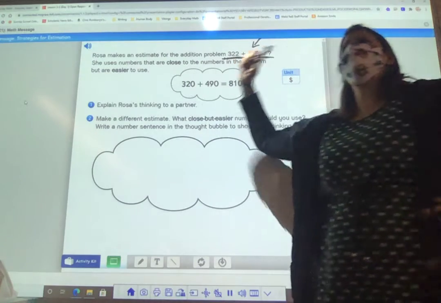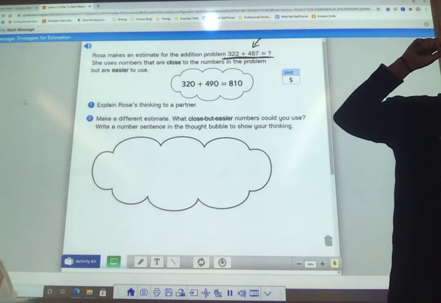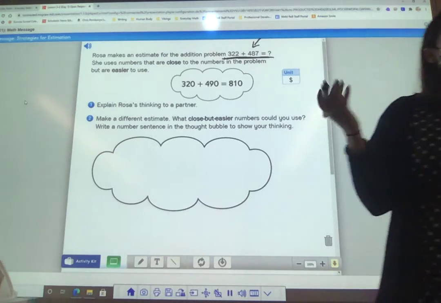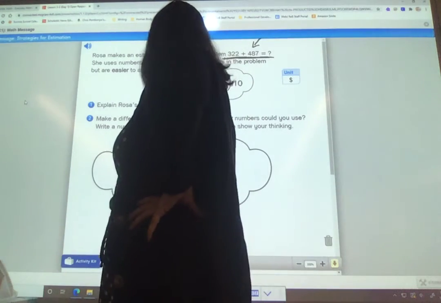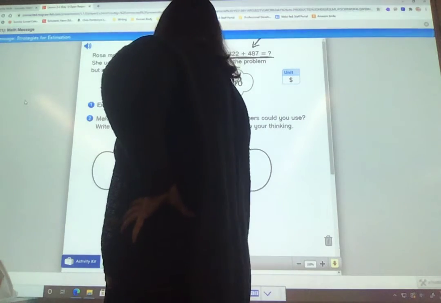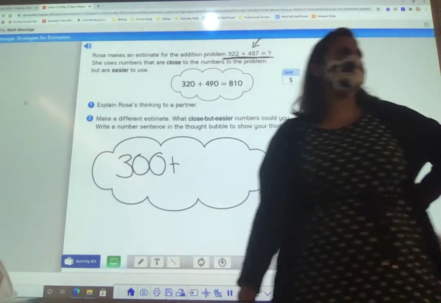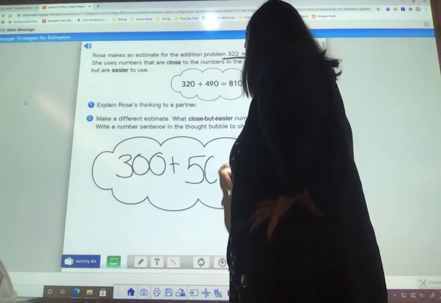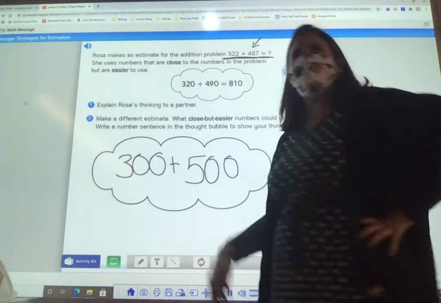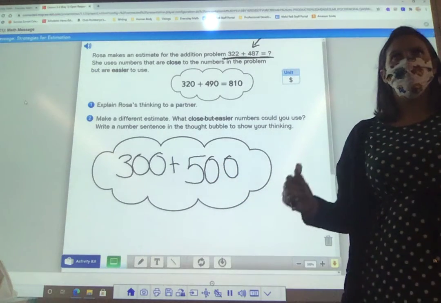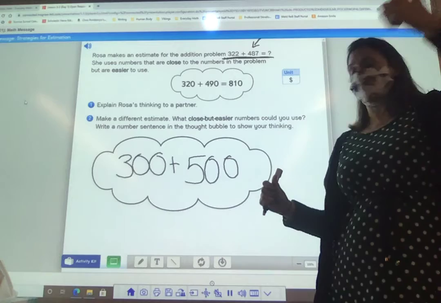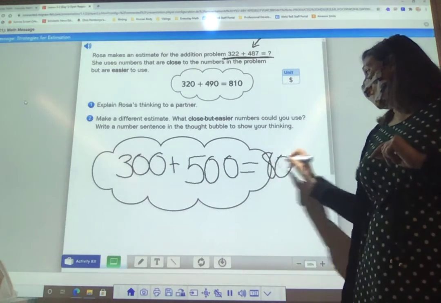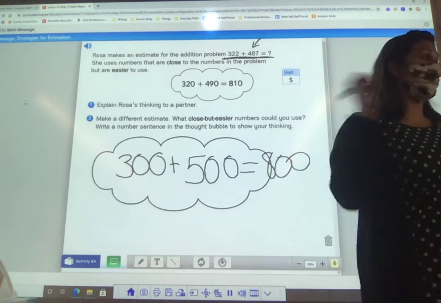What does 320 round to the nearest hundreds place? 320, nearest hundreds place. Help me out, Zach. 300. What does 490 round to the nearest hundreds place, Gabe? 500. What is 300 plus 500? 600, 700, 800. Was that easier to add than actually adding our numbers?